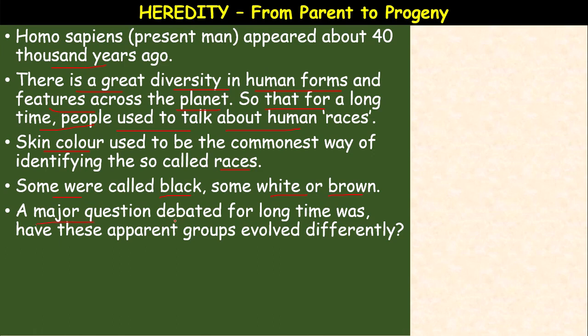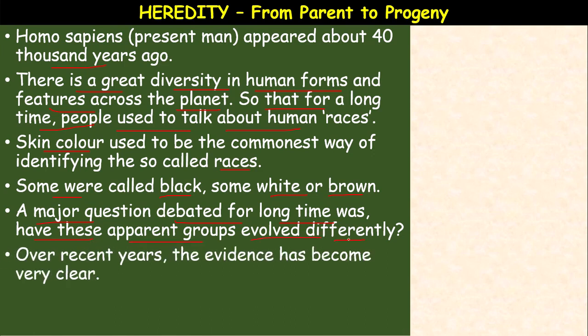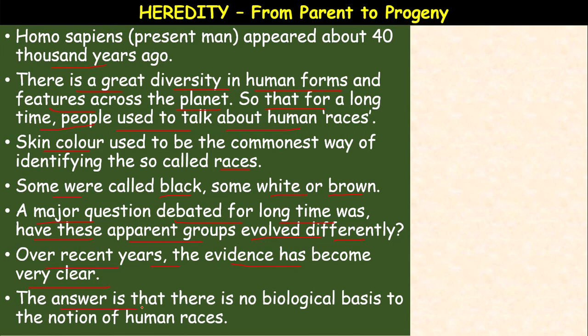A major question debated for a long time was how these apparent groups evolved differently. Over recent years the evidence has become very clear, including genetic drift. The answer is that there is no biological basis to the notion of human races.